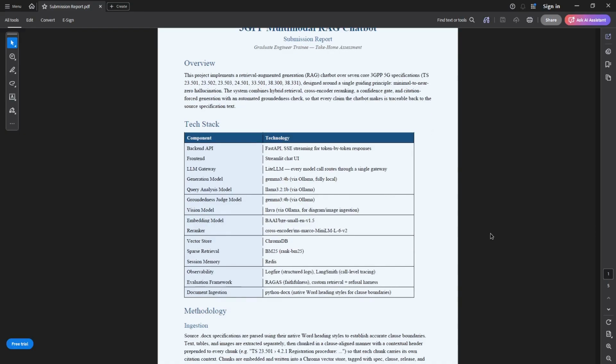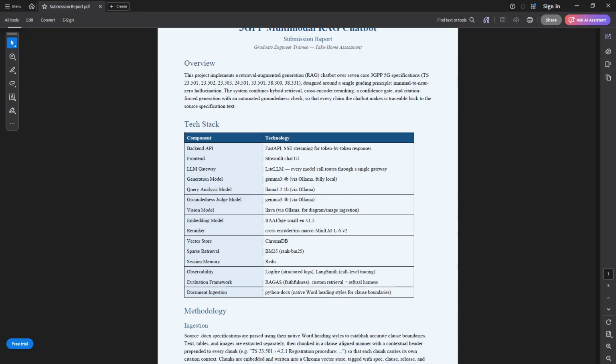On the tech stack side, we have used a FastAPI backend and a Streamlit frontend, and every model call is routed through a single LiteLLM gateway. The Gemma 3 4 billion model is responsible for the generation and checking the groundedness of the response that gets generated. Then there is Llama 3.2 1 billion, which acts as our query analyzer, and the images are getting processed by using the LLaVA model. All these models are served locally through Ollama, so no spec content or user query ever leaves the machine.